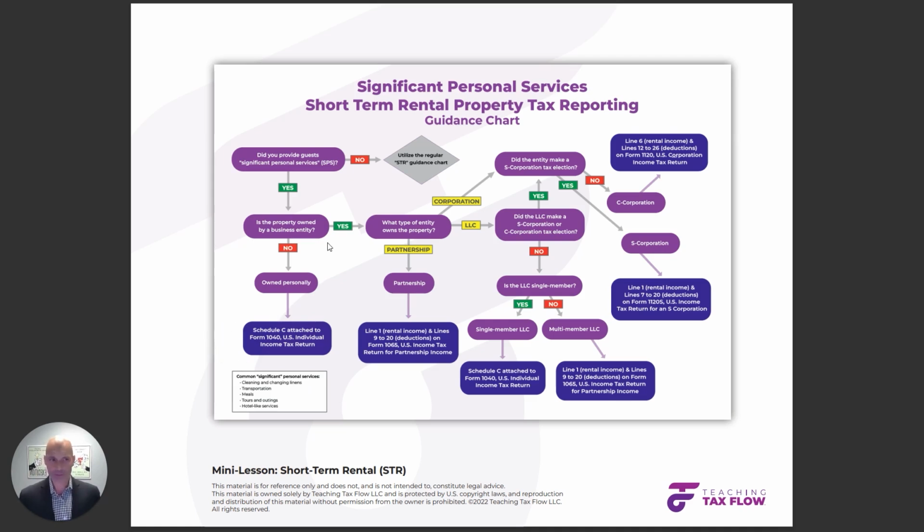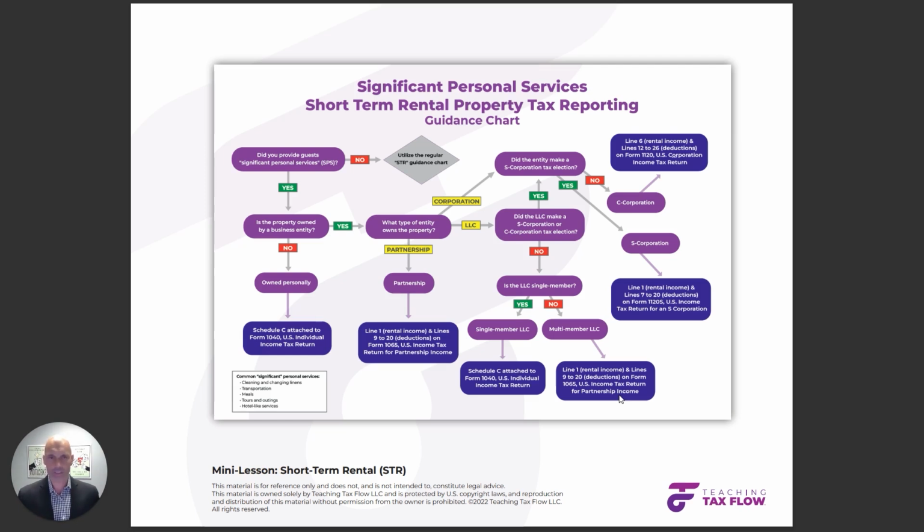If it is owned by a business, then we have to look: is that business a corporation, LLC, or partnership? And you can see flowing through this proprietary flowchart where to go with it. If it's a partnership, you simply report it on a partnership return. If it's an S-Corp, it goes there. If it's a single member LLC, we know single member LLCs are a disregarded entity, so it goes on Schedule C. A multi-member LLC is similar to a partnership: you're going to report the income on line 1, and the expenses on lines 9 to 20.